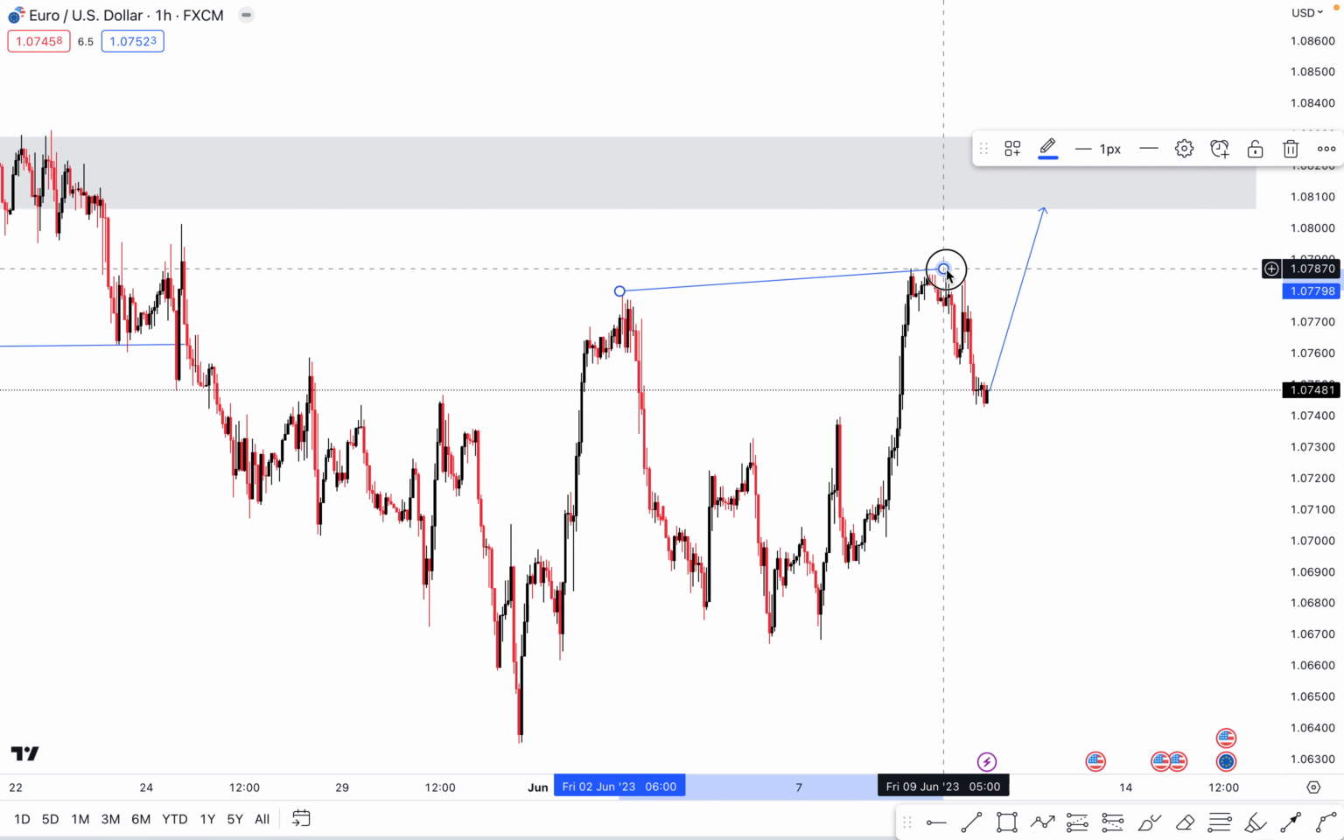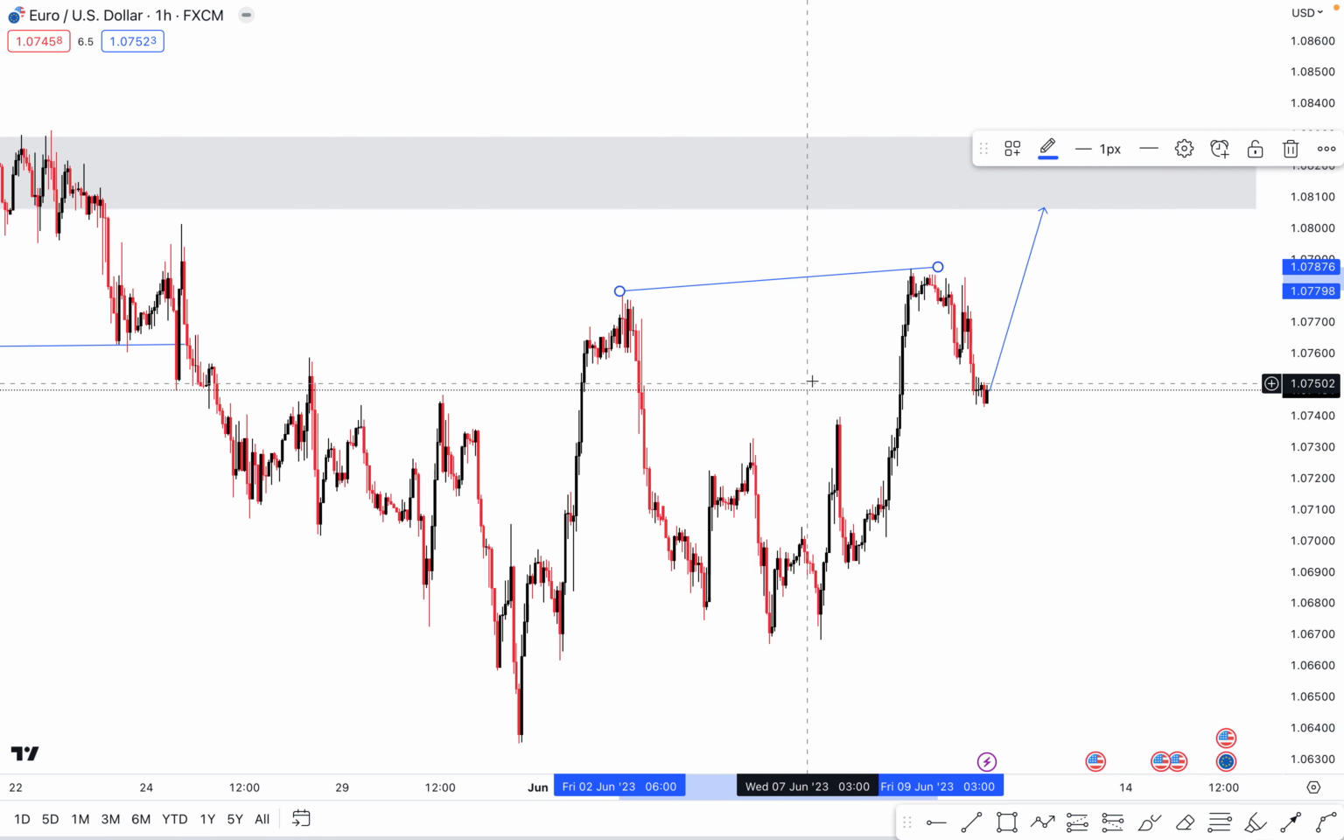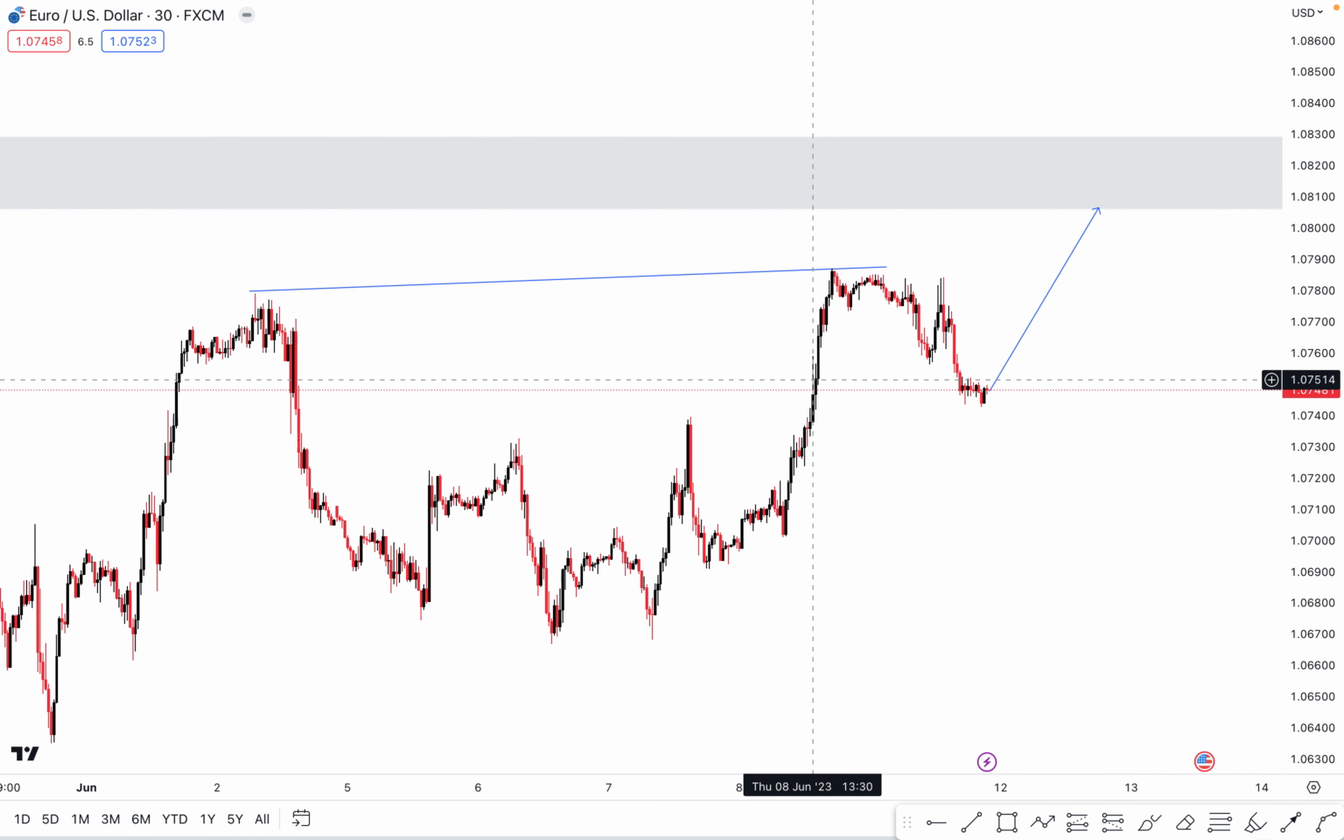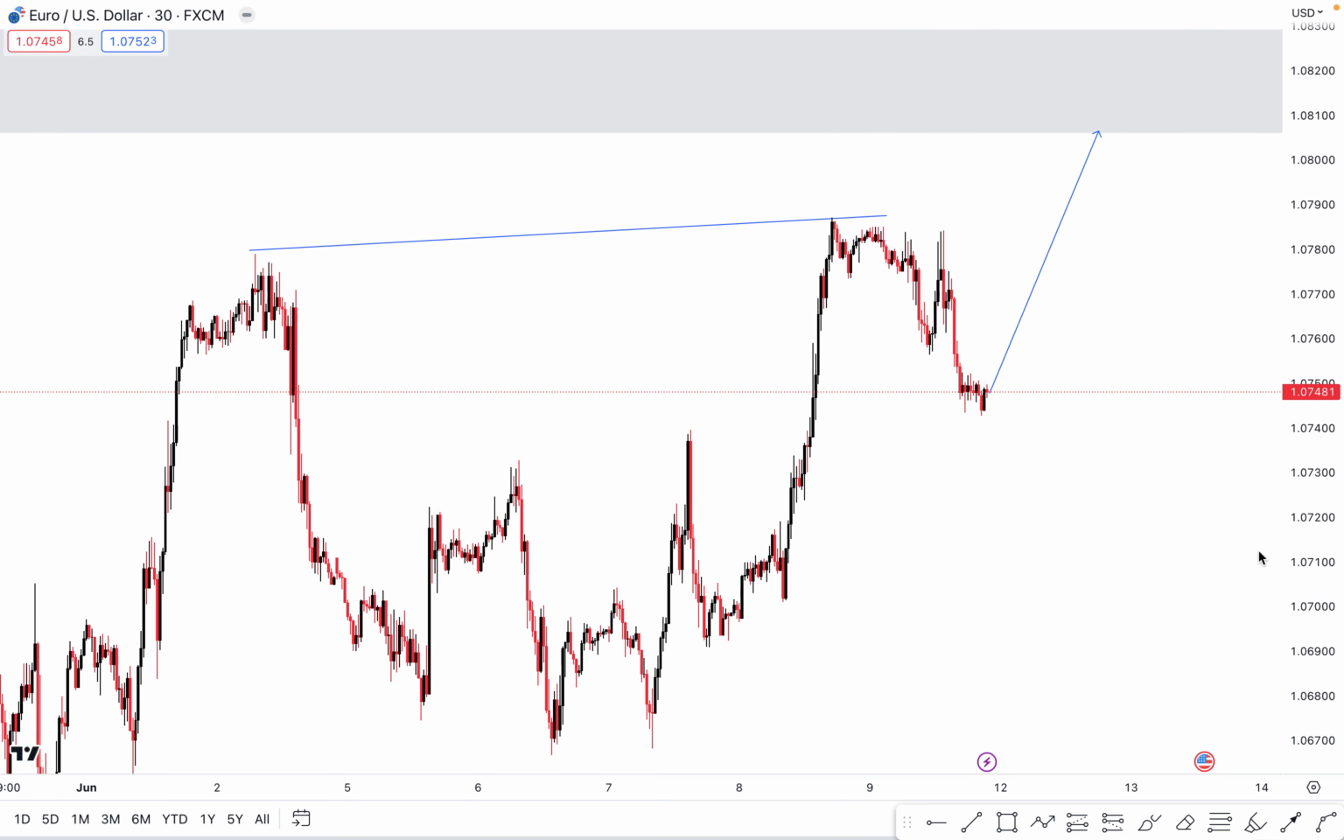So this is how the 1 hour time frame looks. I would also like to end on the 1 hour time frame to have a clue what the market is currently doing, because this is the level where the market broke out from.